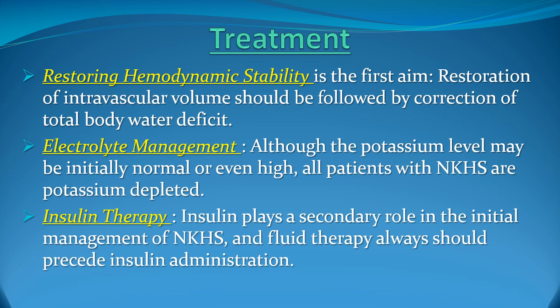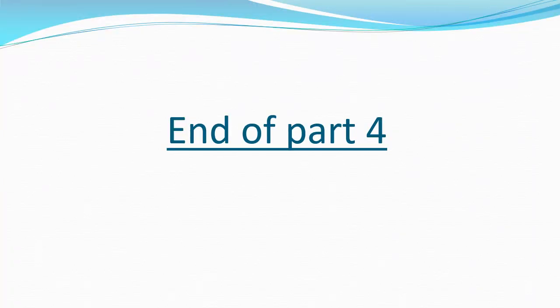So those patients, after correction of dehydration, will be hypokalemic. So you have to pay attention to the potential possibility of hypokalemia, which is sometimes lethal, because hypokalemia can precipitate arrhythmia. And finally, insulin therapy. Usually the need for insulin therapy in non-ketotic hyperosmolar syndrome is not as high as that in diabetic ketoacidosis. This is the end of part 4, and in part 5 we will finish the remaining topics in diabetes mellitus.